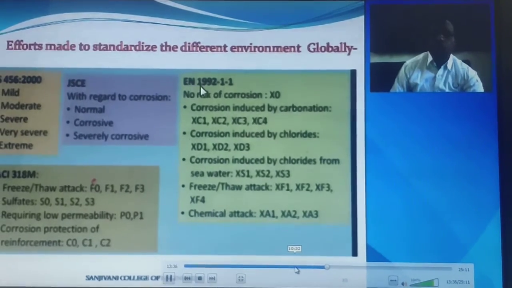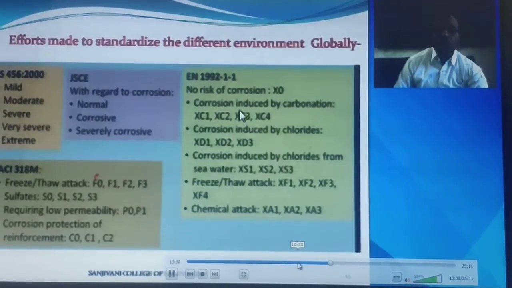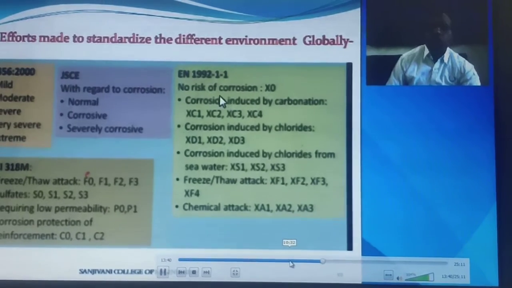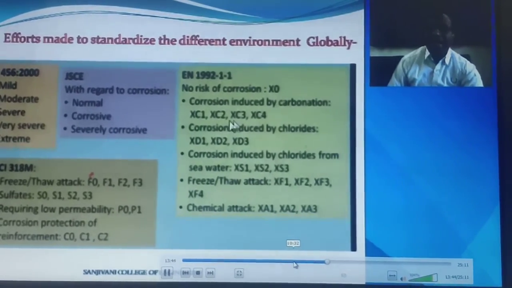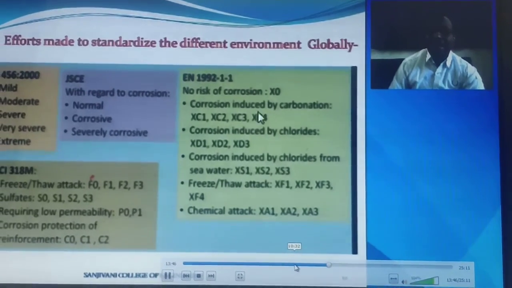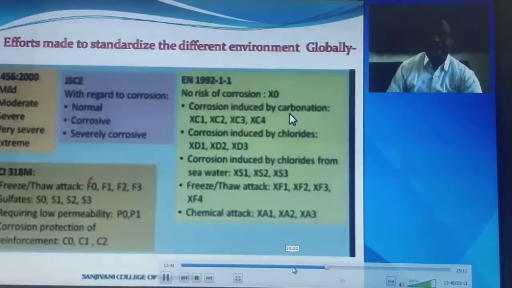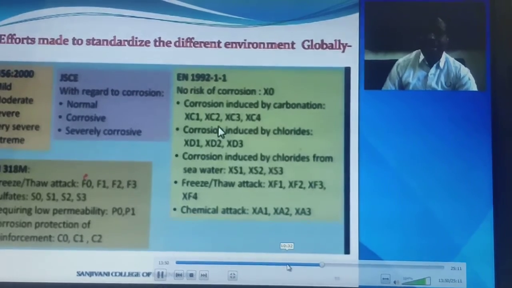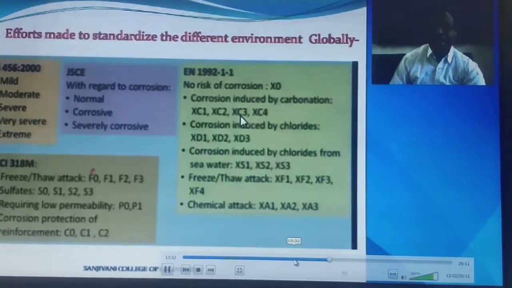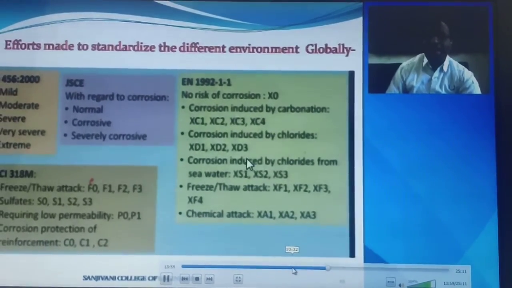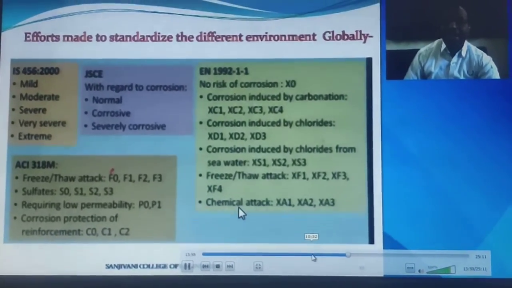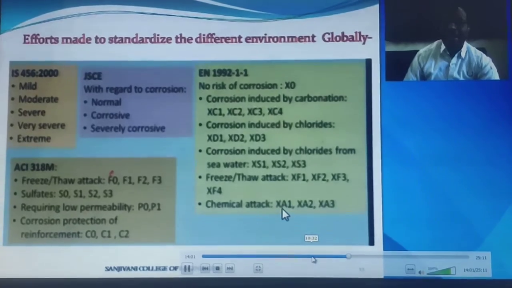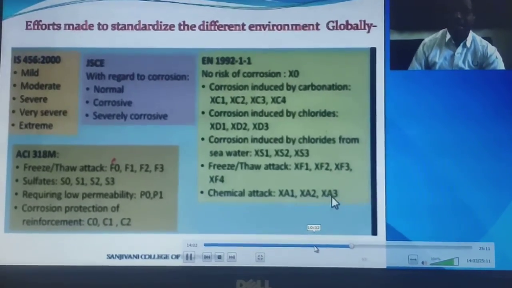Then in 1992 also they categorized the environment differently. When there is no risk of corrosion, they have categorized it as X0. When there is corrosion due to carbonation, they have categorized it into XC1, XC2, XC3, XC4, and according to that they have categorized their environment. If there is chemical attack, then they have categorized it as XA1, XA2 and XA3.